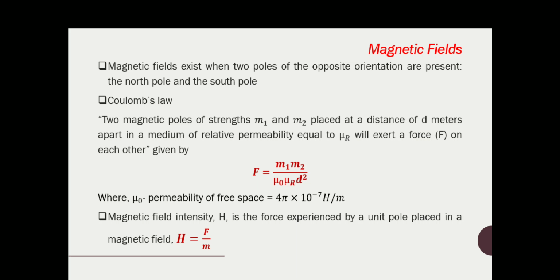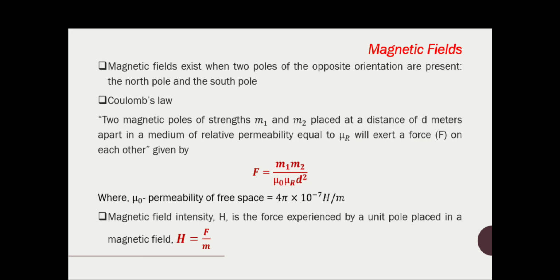Two magnetic poles of strength M1 and M2 placed at a distance of d meters apart in a medium of relative permeability equal to mu r will exert a force F on each other given by Coulomb's law. That equation is given as F equal to M1 M2 divided by mu 0 mu r d square, where mu 0 is the permeability of free space, equal to 4 pi into 10 raised to minus 7 Henry per meter.